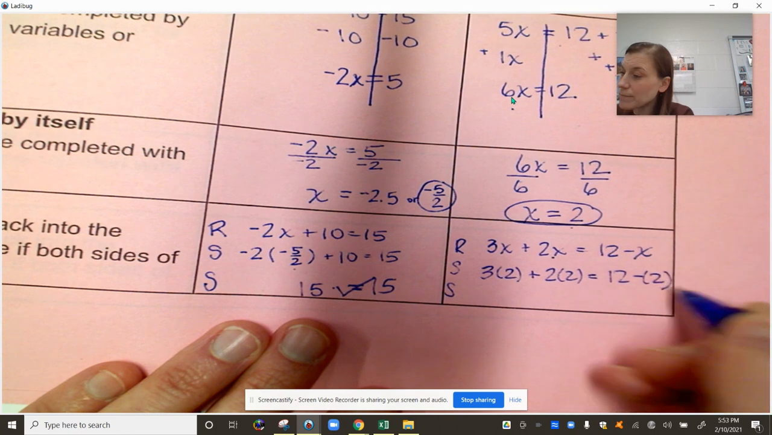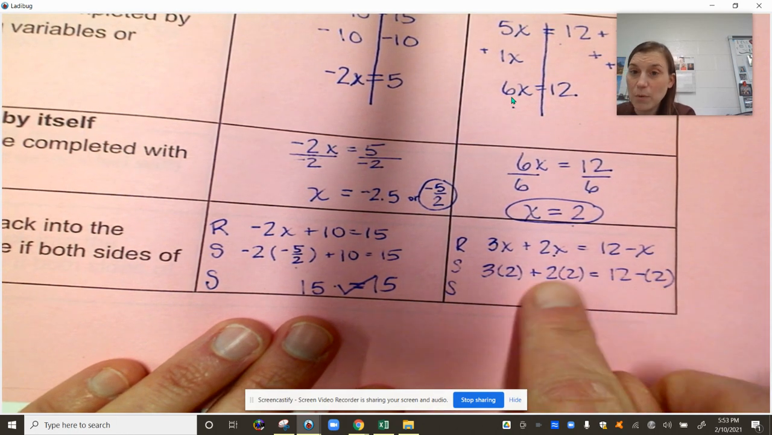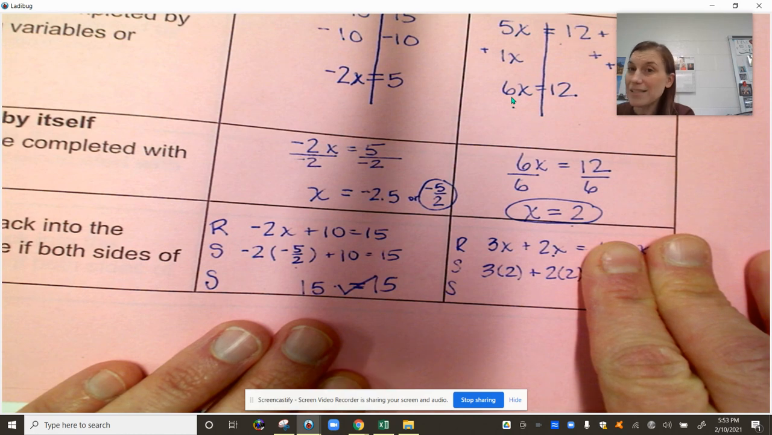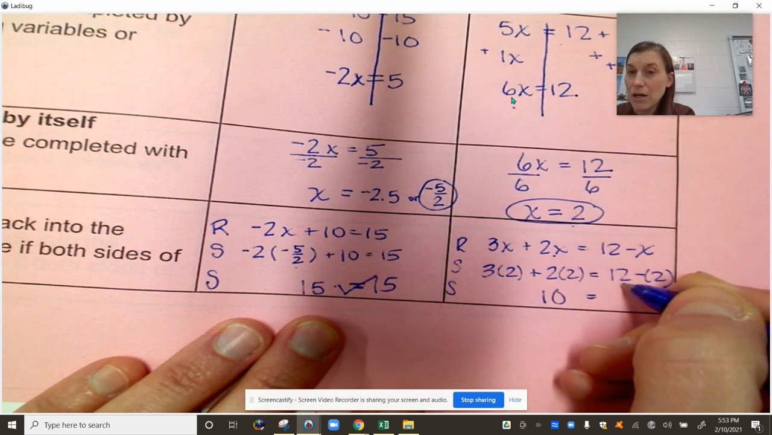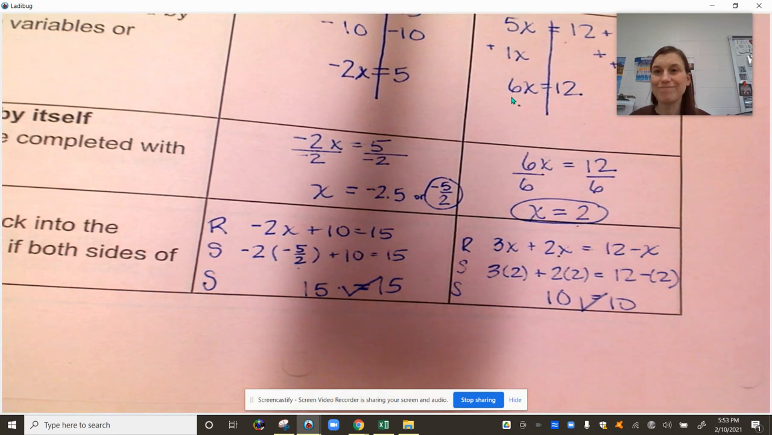oh, there it is again, 2. So now I'm going to solve. But now I have to solve on both sides, because both of them have math to be done. So I did this math first. 3 times 2 plus 2 times 2. 3 times 2 is 6. 2 times 2 is 4. 6 plus 4 is 10. On my right, 12 minus 2 is 10. It checks. So there you go.